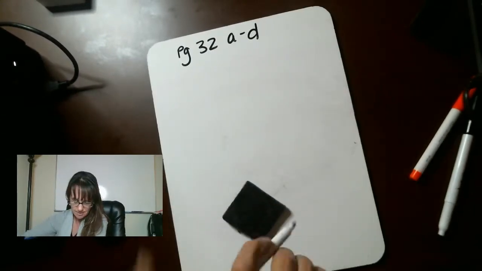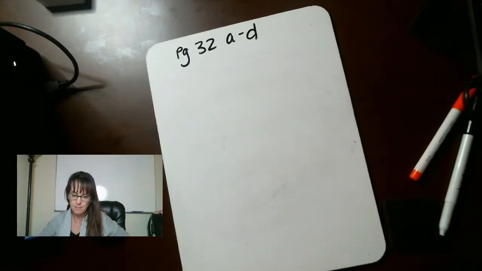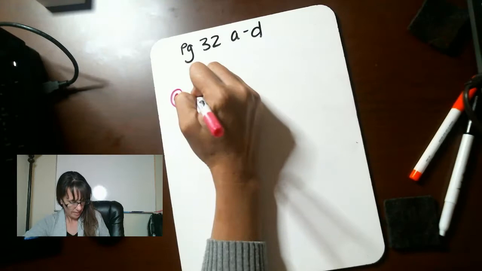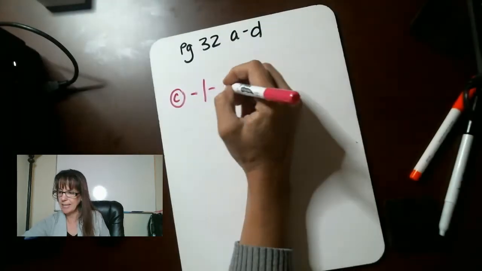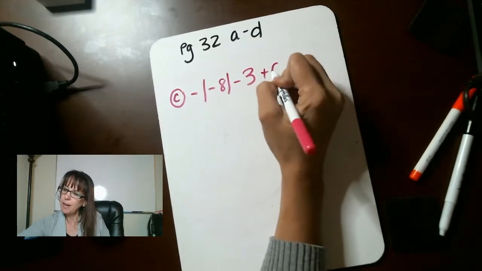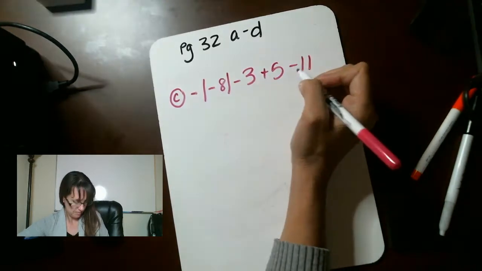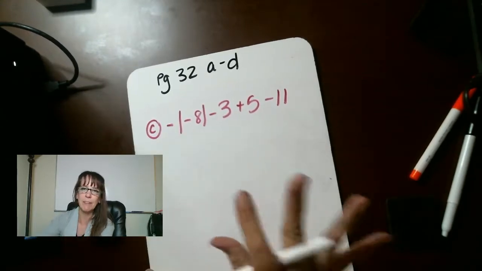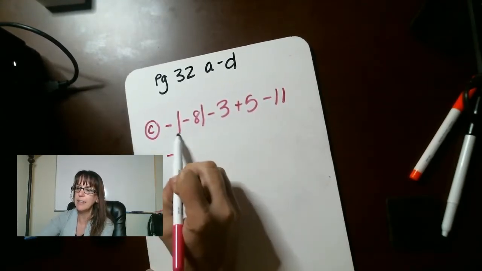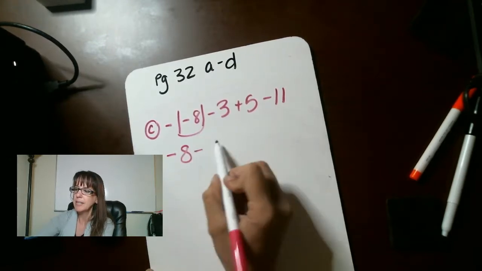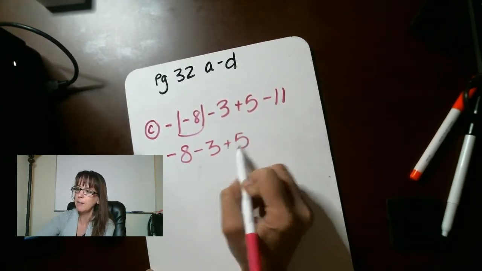Let's try C. Okay, we have negative absolute value, -8, minus 3, plus 5 minus 11. Okay, first things first, we got to get rid of our absolute value, so we're going to bring everything else down around that. Negative, and the absolute value of -8 is +8, minus 3 plus 5 minus 11.